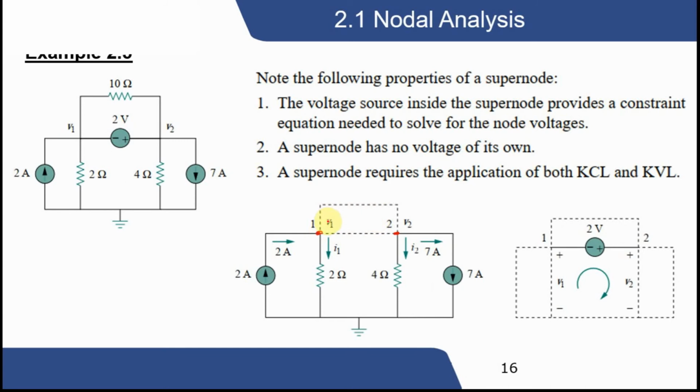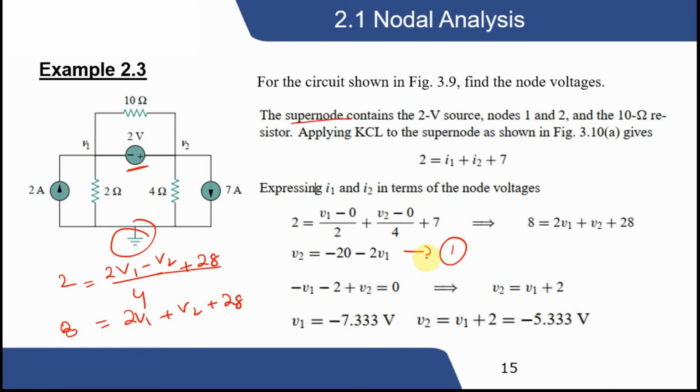So now we have to apply KVL. We always remember that the reference node is negative and the non-reference is positive. Reference is negative, this is positive. So the current is flowing in this direction. So what is the KVL? The KVL becomes minus V1, then the source, minus 2, and again going from plus, so it becomes V2. So we have minus V1, minus 2, plus V2 equal to 0.